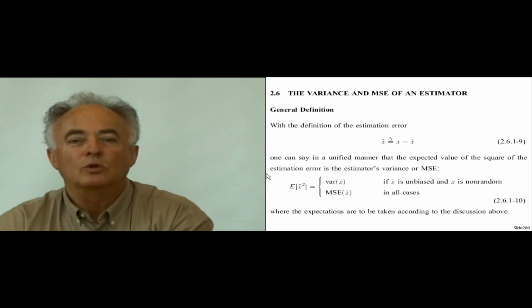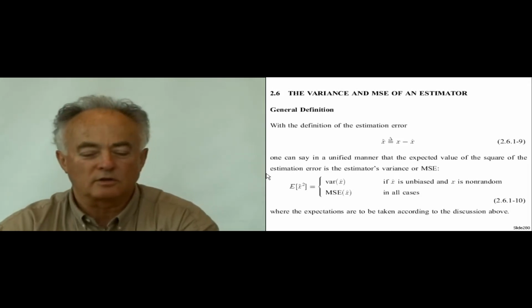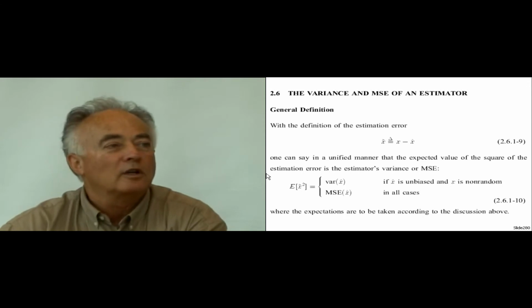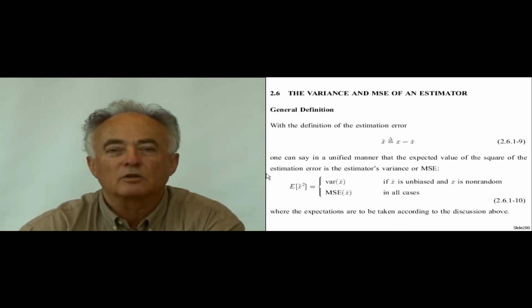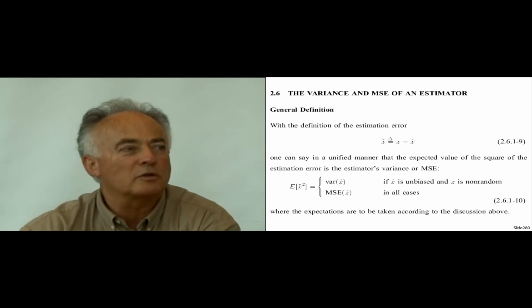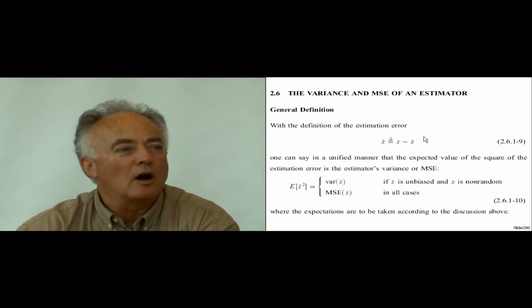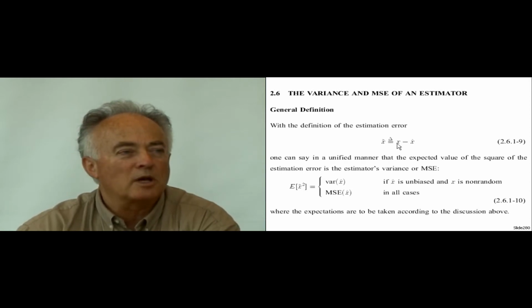Next, we are going to consider in this lecture number 12 the variance and the mean square error of an estimator, the second measure of quality of estimators. Again, we start with the definition of the estimation error x tilde as x minus x hat, the difference between the true value and the estimated value.